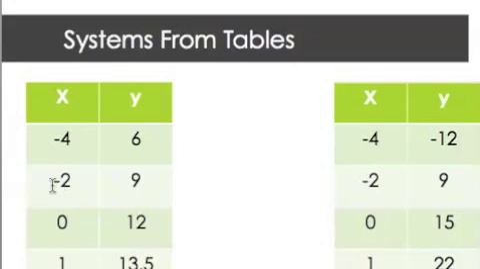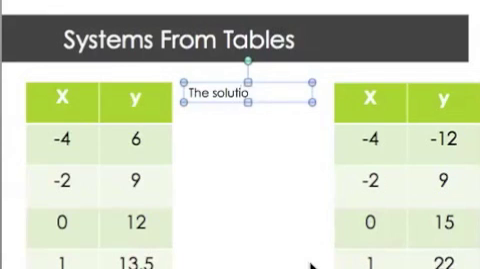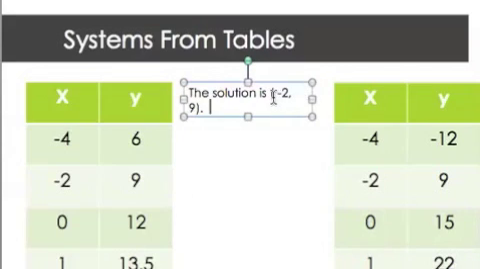Alright? The next one we have -2, 9. And here we also have -2, 9. So therefore that is a solution because they're the same numbers. They match. Here at 0, 12, I have 0, 15. That does not match. They are not a solution. And 1, 13.5 and 1, 22 don't match. Those are also not a solution. So the solution here is going to be (-2, 9). Because you need to write it as a point. Let me go ahead and do that so you can see it. Okay, the solution is (-2, 9).